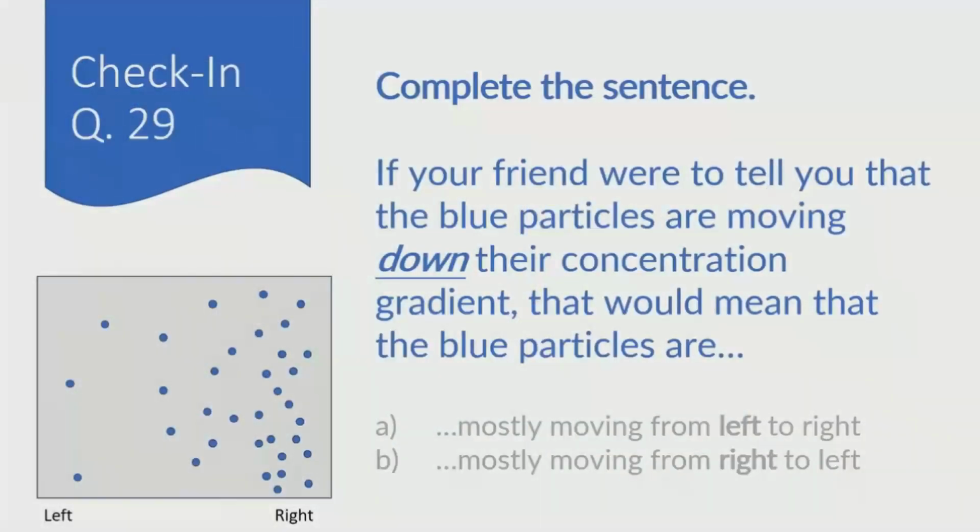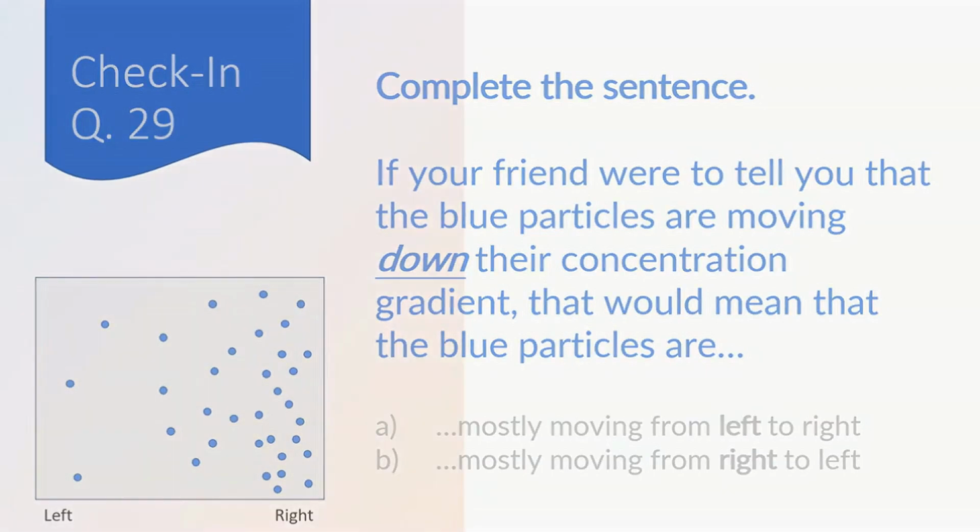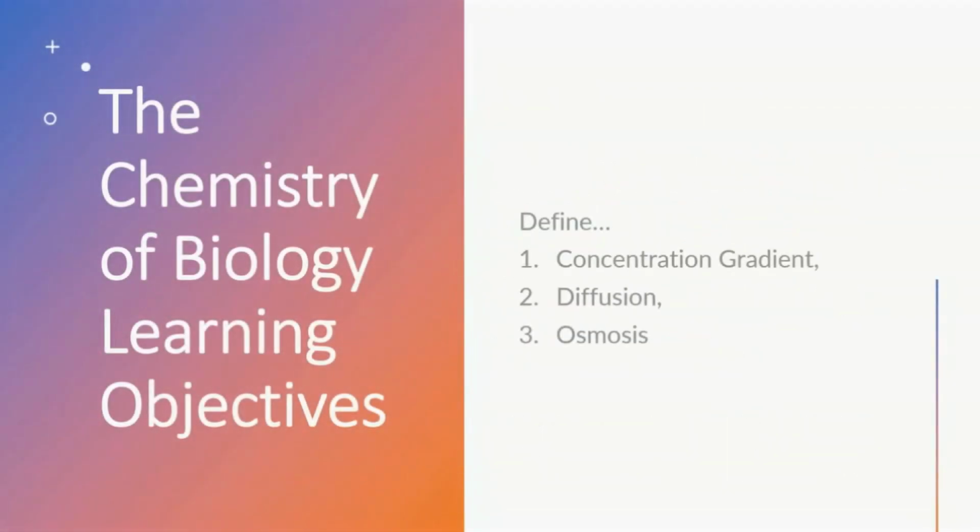So now, circling back and diving into your next check-in question, this is check-in number 29. Complete the sentence. If your friend were to tell you that the blue particles, shown here, are moving down their concentration gradient, that would mean that the blue particles are... Okay, so that's concentration gradient. Now let's build on this to discuss diffusion.